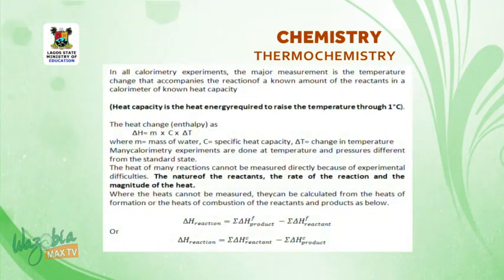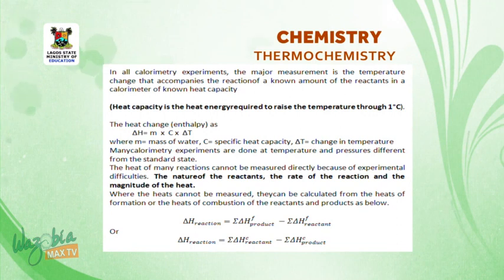In all calorimetry experiments, the major measurement is the temperature change that accompanies the reaction of a known amount of reactants in a calorimeter of known heat capacity. Now, heat capacity is the heat energy required to raise the temperature through 1 degree Celsius. The heat enthalpy then is given as ΔH equals M multiplied by C multiplied by ΔT, where M equals the mass of water, C equals the specific heat capacity, and ΔT is the change in temperature.